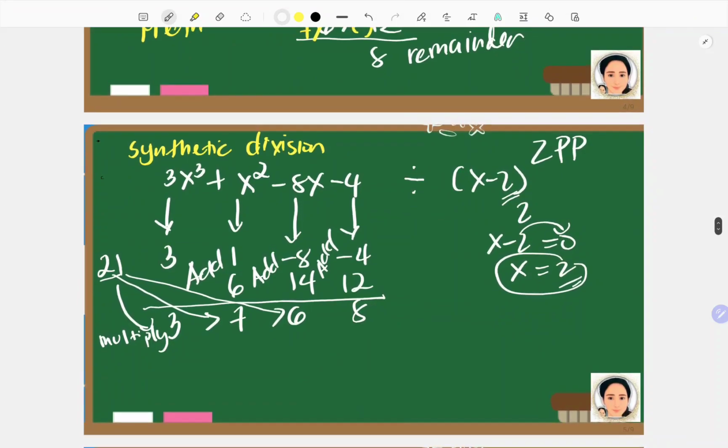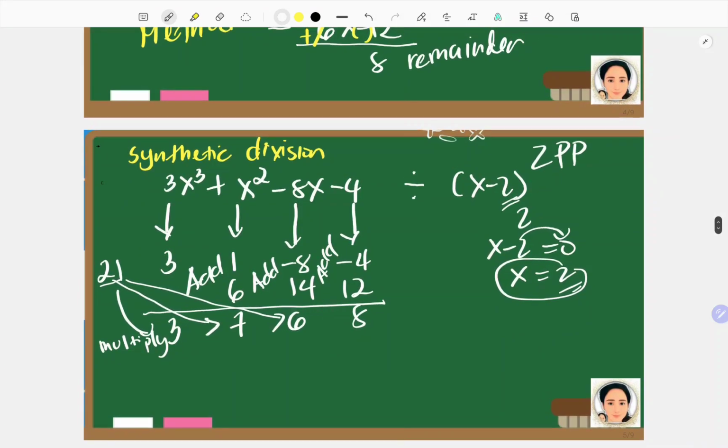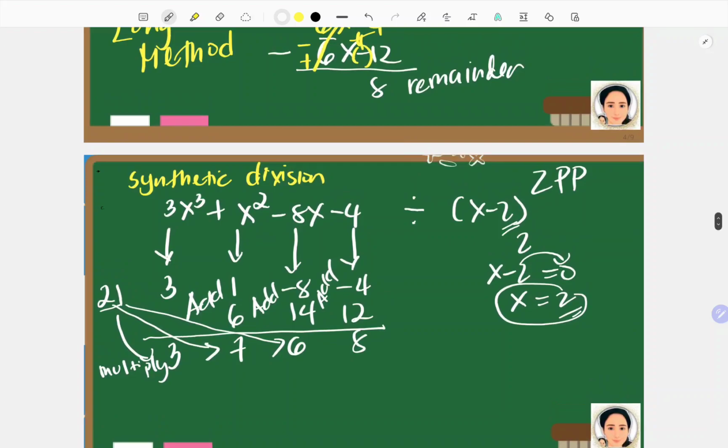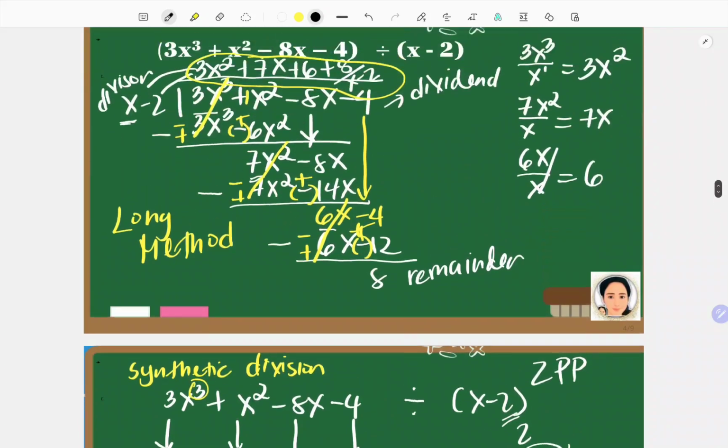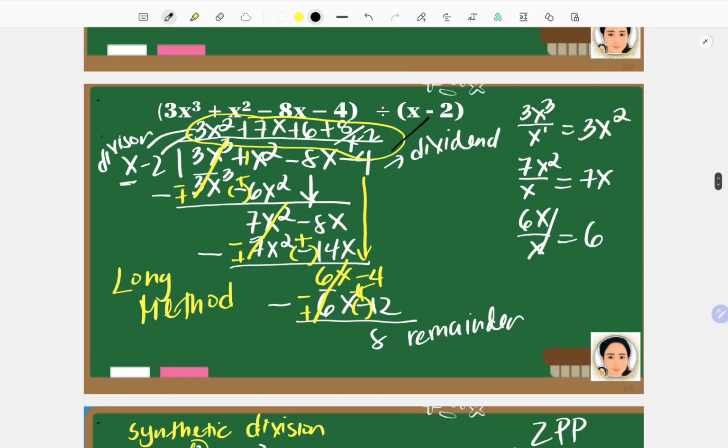So how to write these numbers into x terms? So the highest exponent is 3, subtracted by 1. So we will have 3x squared plus 7x plus 6. Then our remainder is 8. We have plus 8, then over the divisor, x minus 2. And this is our answer. Let's see if we get the same answer. Okay, correct.